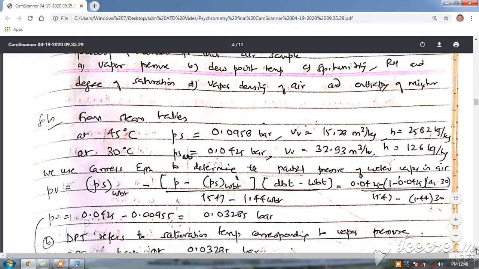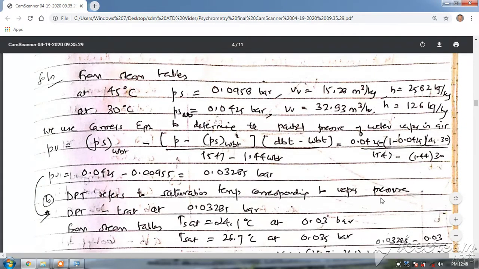Now you can see how it is calculated. So when wet bulb temperature is given, then you have to use the Carrier equation to find out the partial pressure of water vapor, that is PV. PV is equal to, instead of writing PVS wet bulb, we are writing straight away PS1, PVS wet bulb minus (P total pressure minus PS wet bulb) into (DBT minus WBT) divided by (1547 minus 1.44 WBT). Now substituting the values here, we will find out that the PV is equal to 0.03285 bar.